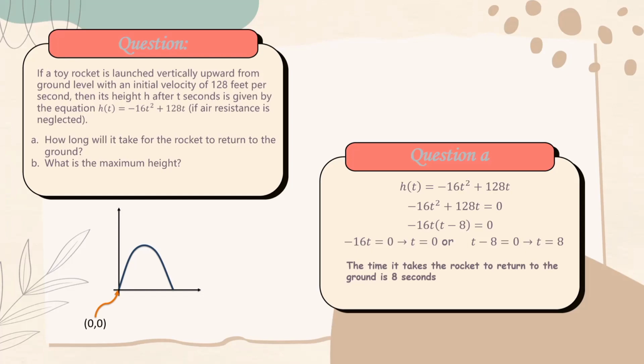Because the question asks when the rocket returns to the ground, we choose t equals 8. The time it takes the rocket to return to the ground is 8 seconds.